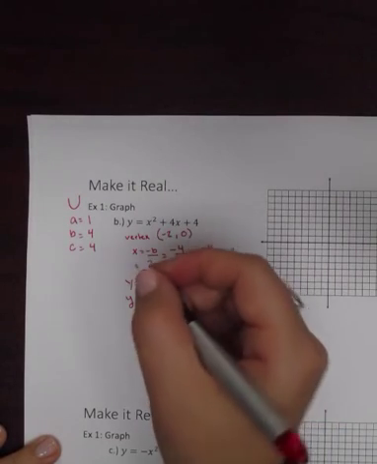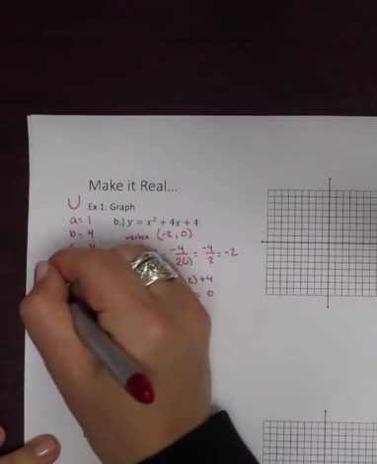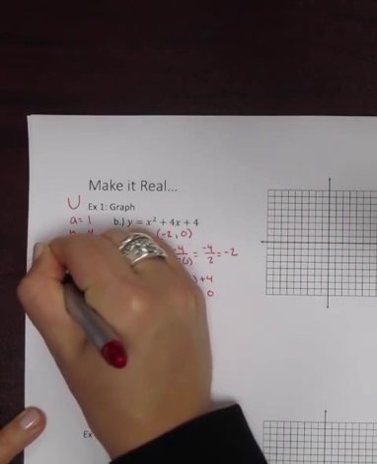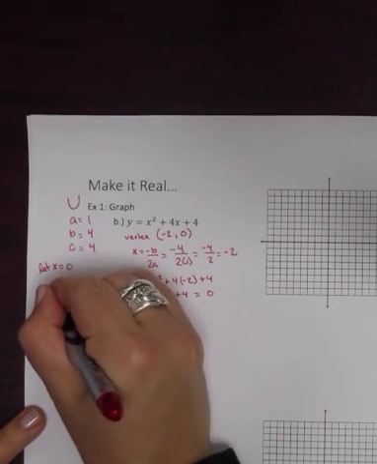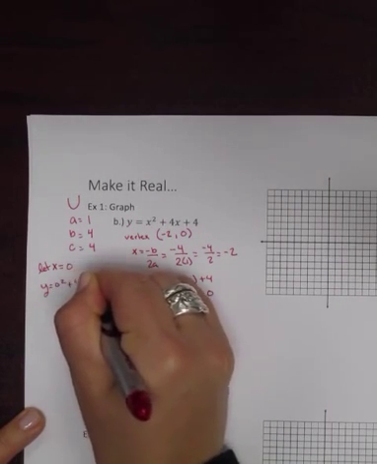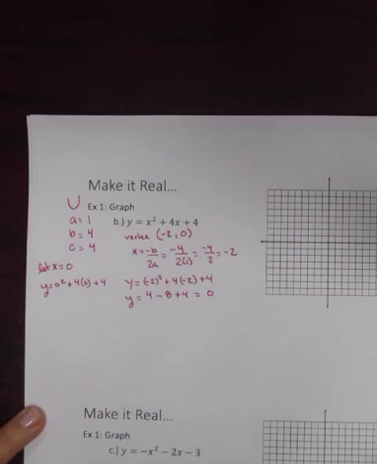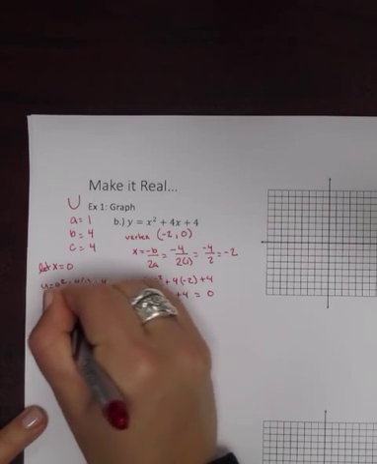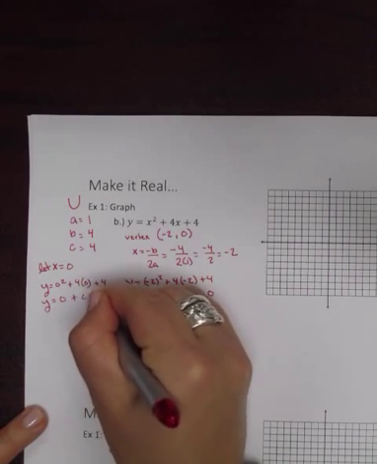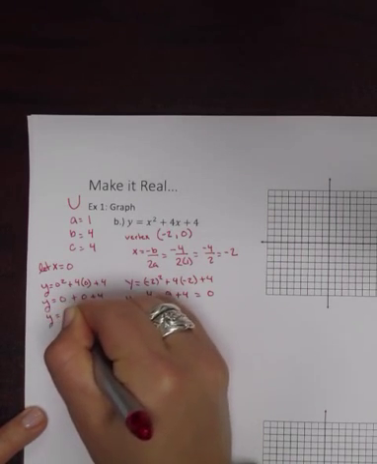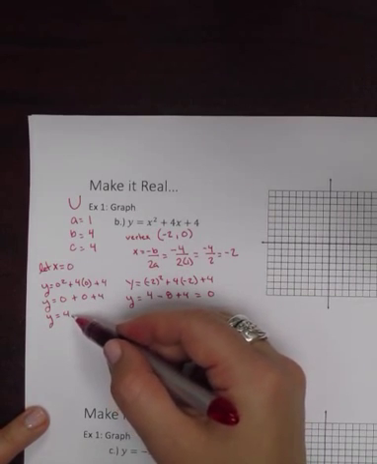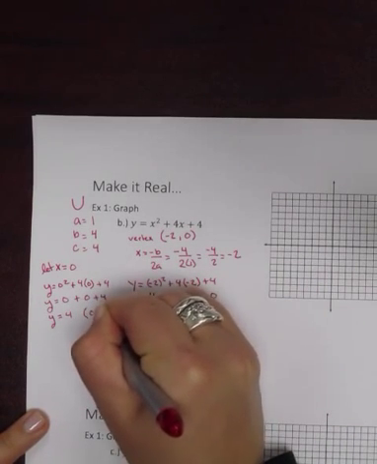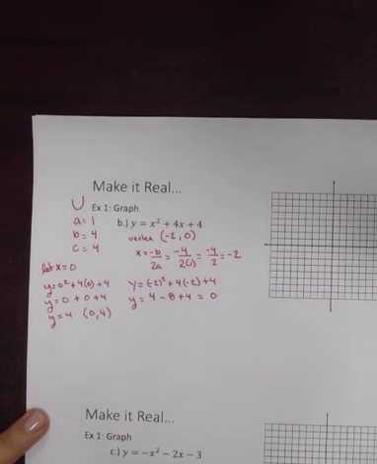Okay, next thing that I've got to do is find my y-intercept. So in order to find my y-intercept, I'm going to let x equal 0. So I've got y equals 0 squared plus 4 times 0 plus 4. Give me a second to copy that down. Okay, so then I'm going to clean that up. 0 squared is 0 plus 0 plus 4. So y equals 4. So again, to check myself, my y-intercept is always going to be whatever my c is, written as a point. So I've got 0, 4. So now I've got 2 points to graph.